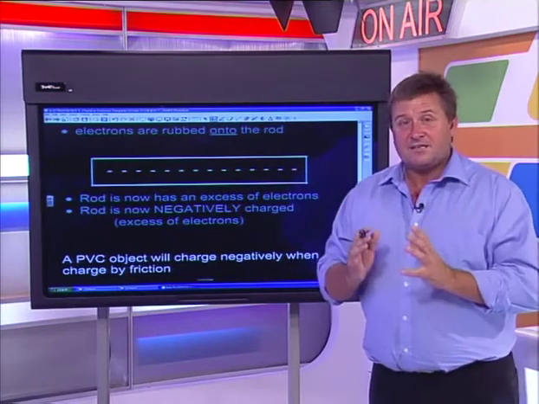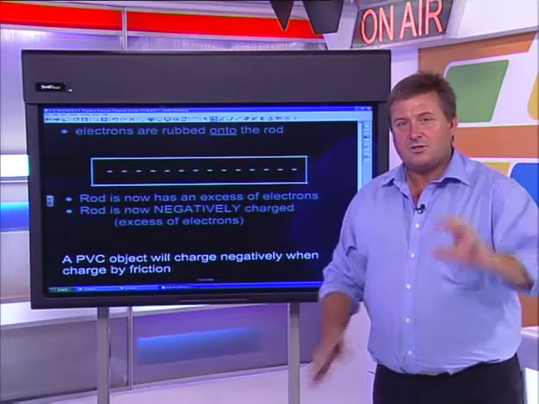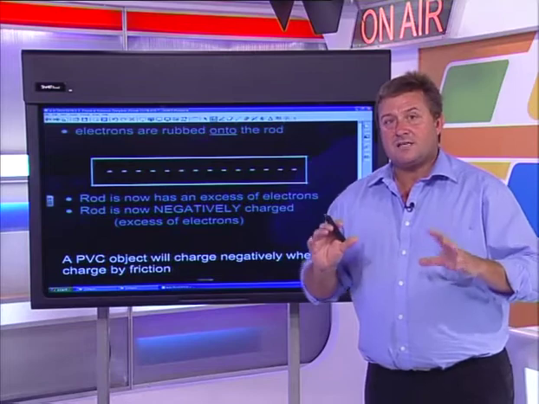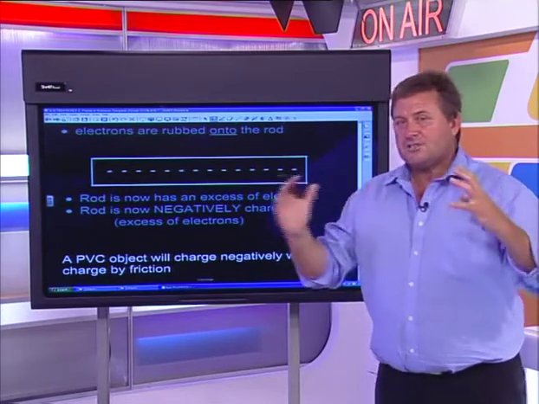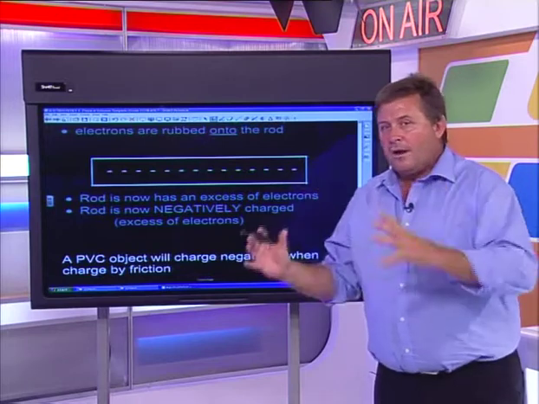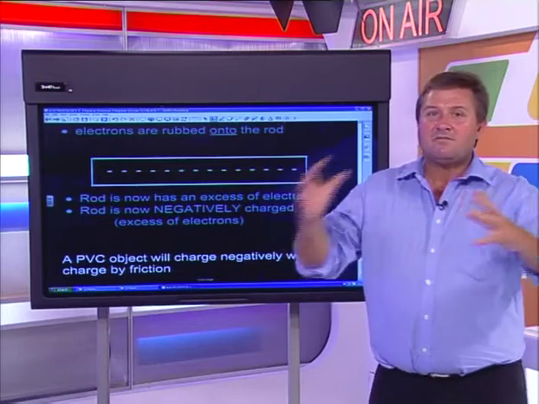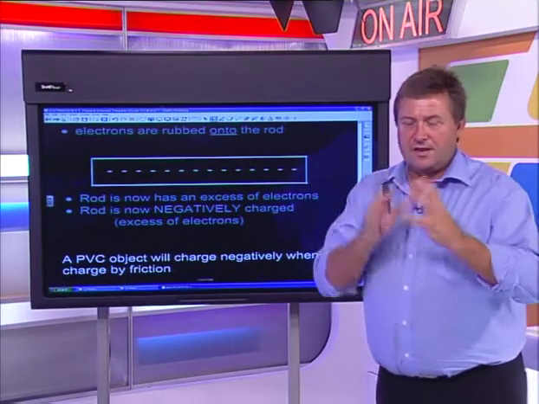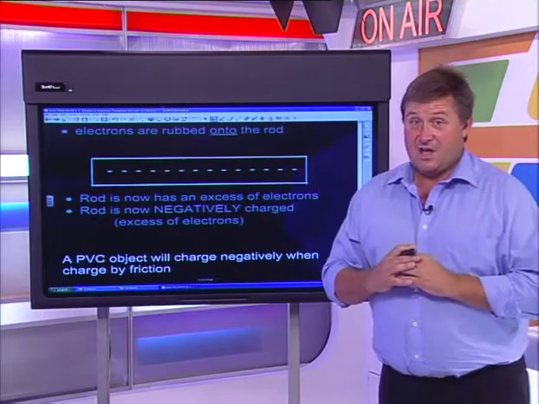We're talking about static electricity, and now we're talking about a positively charged object and a negatively charged object. What we're now going to have a look at is how these charges interact with each other. What happens when I bring two positive rods close to each other? What happens if I bring two negative rods close together? What happens if I bring a positive and a negative close together?